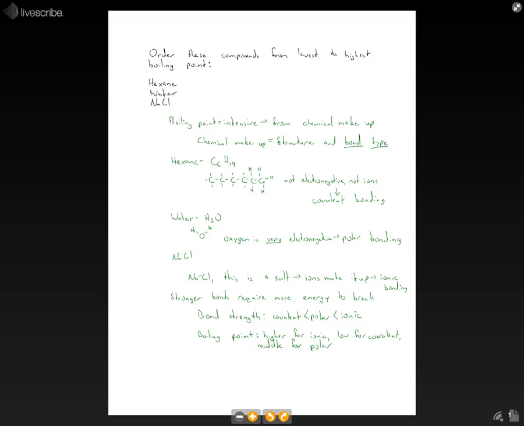And if we look at the types of bonding that we have in all of our compounds given, we can say that the lowest boiling point must be covalent bonds. So that must be hexane. And then the second is going to be for polar bonding, which is water. And then the highest boiling point is going to be for strong ionic compounds, like sodium chloride. Number 3.